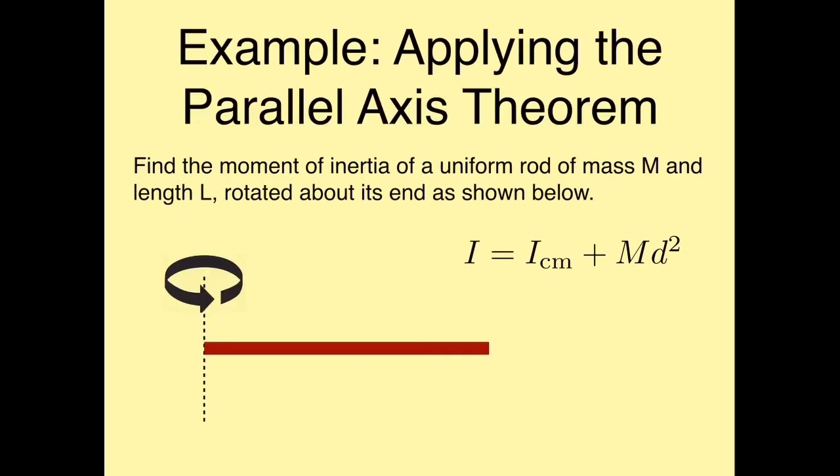Okay, so before we end this, I just want to do one example where we put this idea to use. So let's see how we can apply the parallel axis theorem. This question says, find the moment of inertia of a uniform rod, mass m and length L, rotated about its end, as shown below. We can use the parallel axis theorem because we've already worked out what the moment of inertia would be if you rotate it about the center of mass. So we're basically shifting the axis over to the end of the rod, and this is a perfect example of where we can use the parallel axis theorem. So let's work it out.